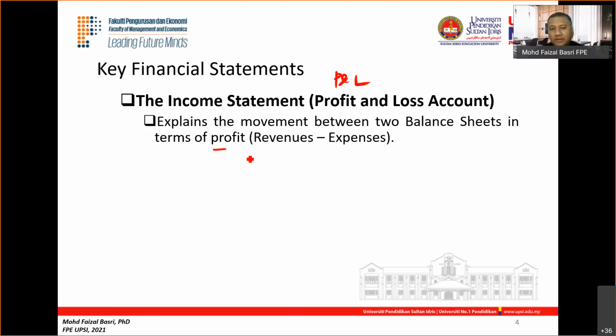Therefore, under the income statement or the P&L accounts, we will list down every revenue. This is our inflows, all the incoming monies that come from revenues. And we will record also the outflows, in the form of expenses. When we differentiate between the revenues and the expenses, we will know at the end of the year whether this company has profit or loss. If they have more revenues compared to expenses, obviously they will get profits. But if it's the other way around, meaning the revenue is less than the expenses, duit masuk lagi kurang daripada duit keluar, right? Inflows is less than outflows, then the company might suffer losses for the year.